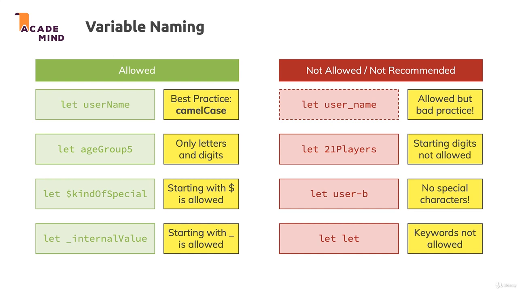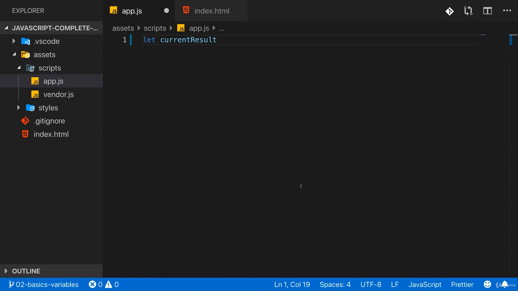So now that we know what's allowed and what's not allowed, let's go back to our code and write some good code. So I got the current result variable, and now we could write the variable just like this. Now, in JavaScript, you don't have to initialize this variable with a value, so you can leave it like this. So now it's an uninitialized variable.